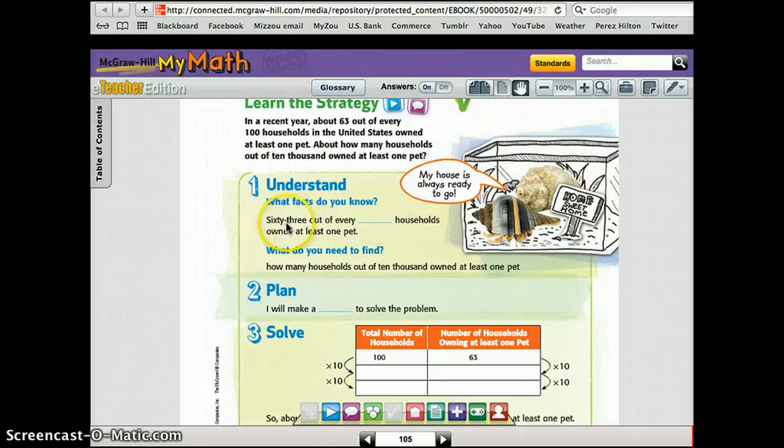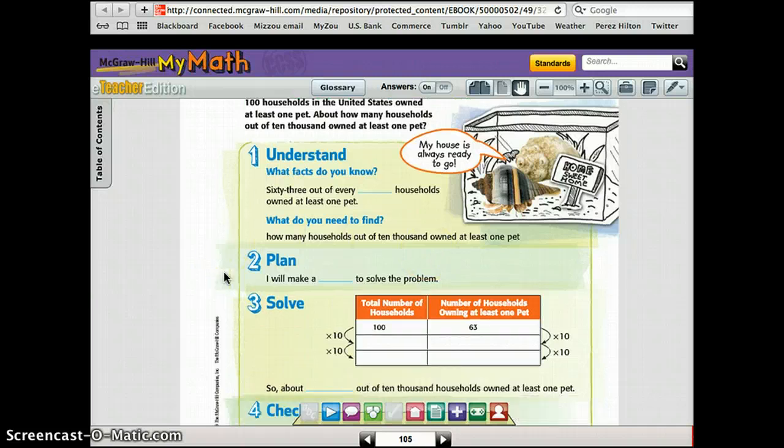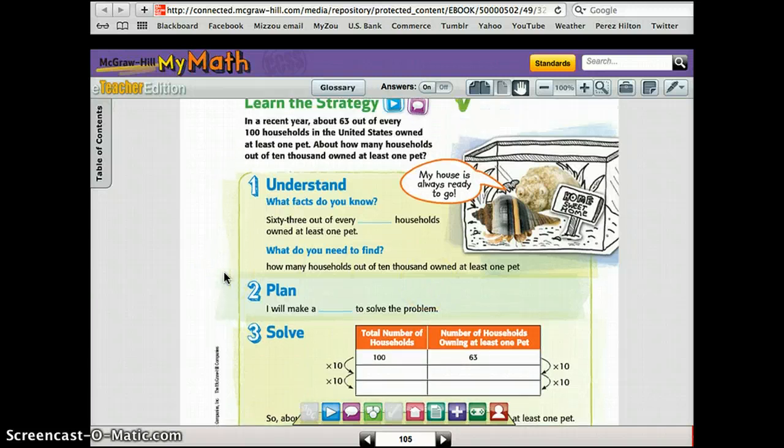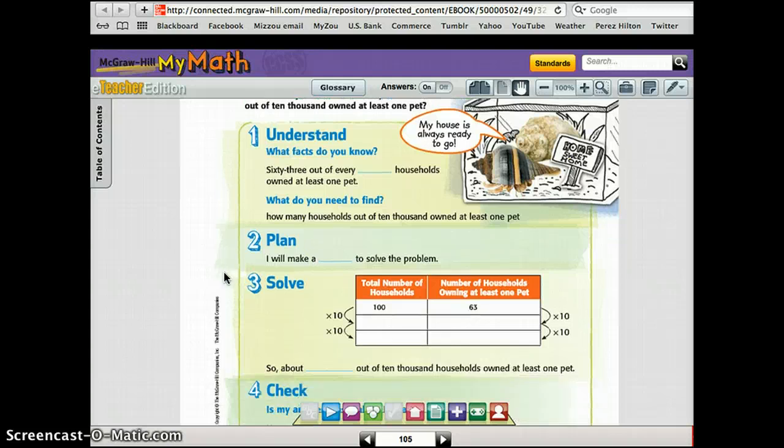And here it says, okay, so what facts do we need to know for this problem? We need to know 63 out of every 100 households owned at least one pet. And we also need to find how many households out of 10,000 owned at least one pet. Then you have to make a plan. In this case, our plan is going to be to use our strategy of making a table. Then we're going to solve it. So I'll go ahead and fill in this table.